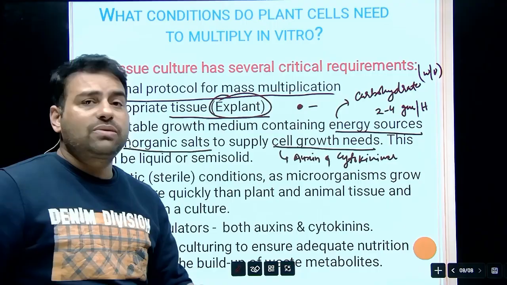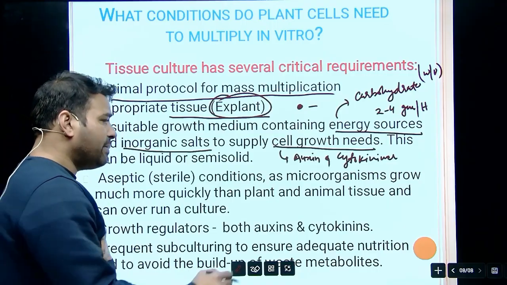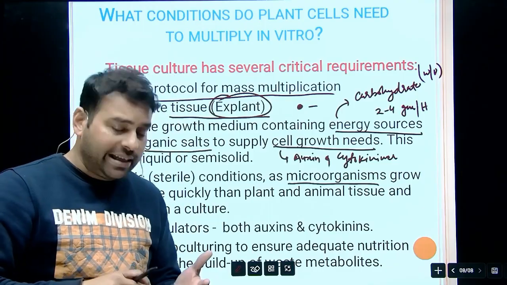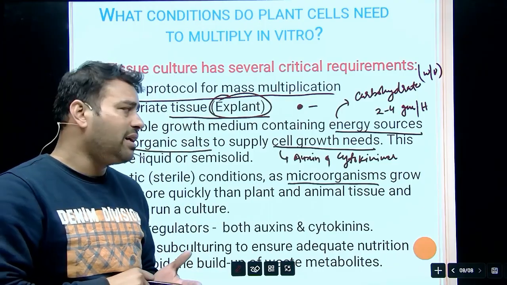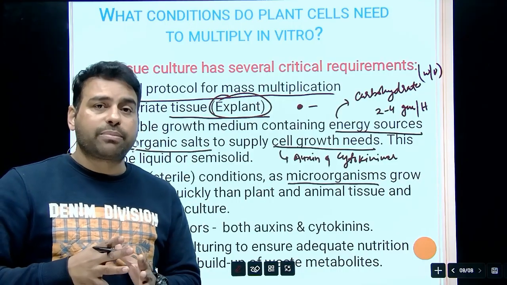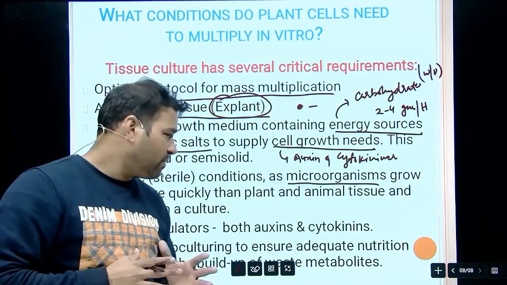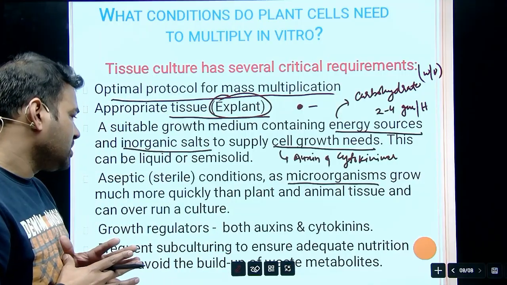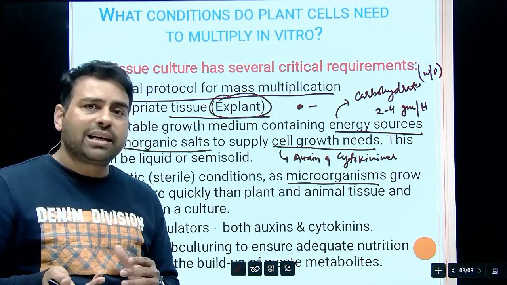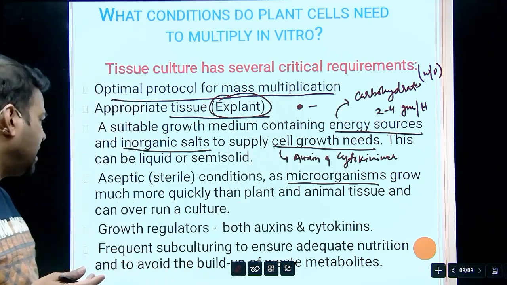Okay. Third main thing is aseptic conditions. Aseptic sterile conditions we have to provide. These microorganisms, bacteria and fungus, will grow faster than plant or animal cells. So we have to be very careful while conducting the experiment and we have to avoid contamination. For this we can use some fungicides and some antibiotics. We will discuss in the next slide.